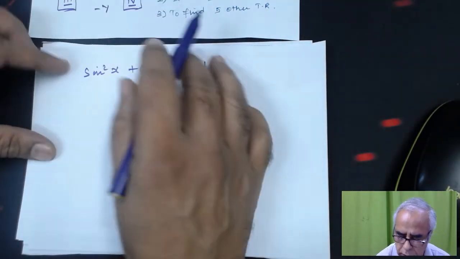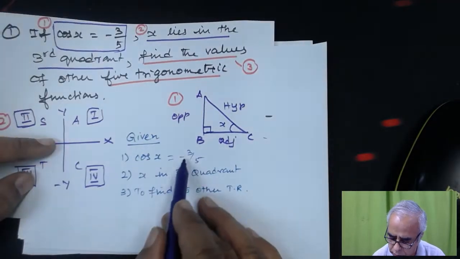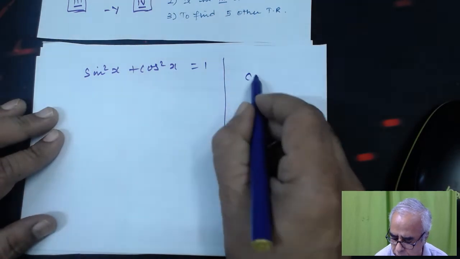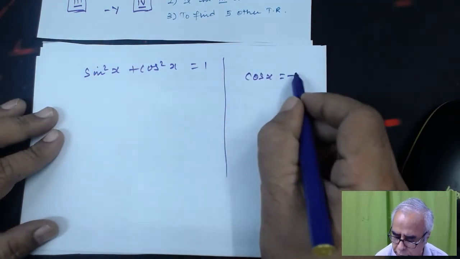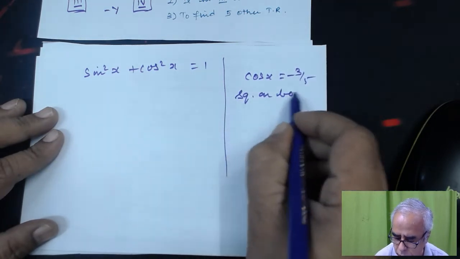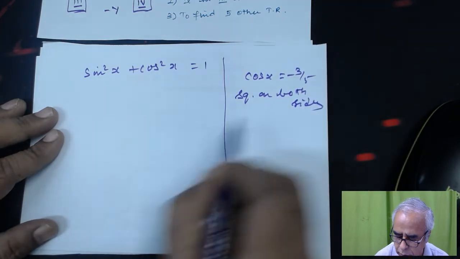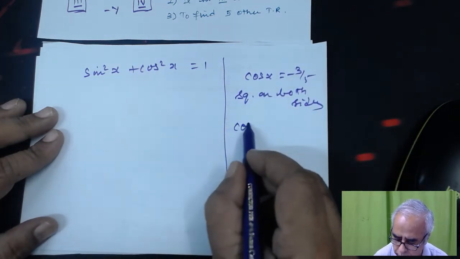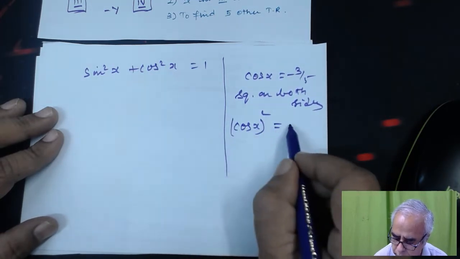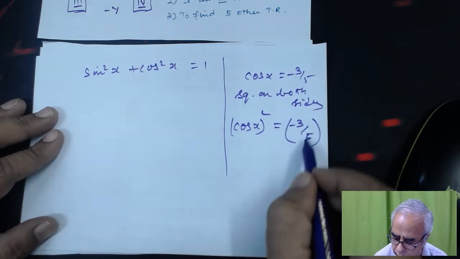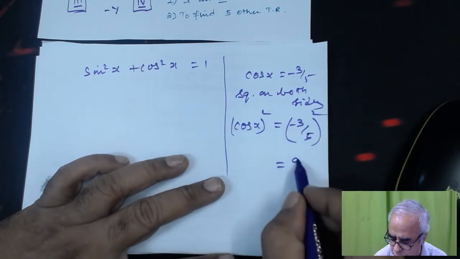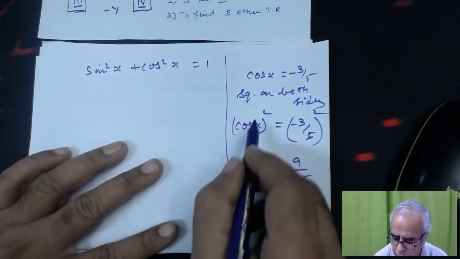Now we have got cos x is equal to minus 3 by 5. So you should note this aspect. Cos x is given as minus 3 by 5. So squaring on both sides, it becomes cos x the whole square, and this is minus 3 by 5 the whole square. The RHS is pretty clear, minus into minus is plus, so 9 by 25.